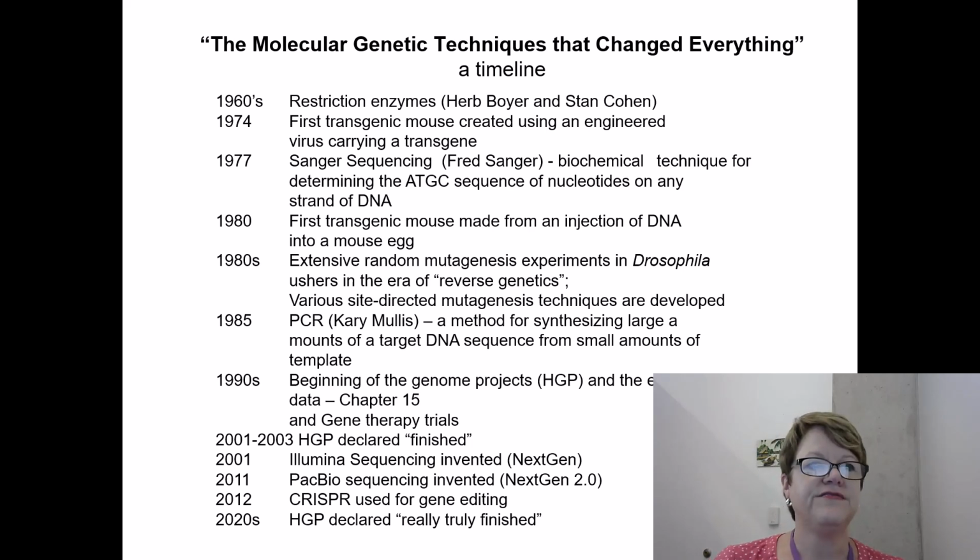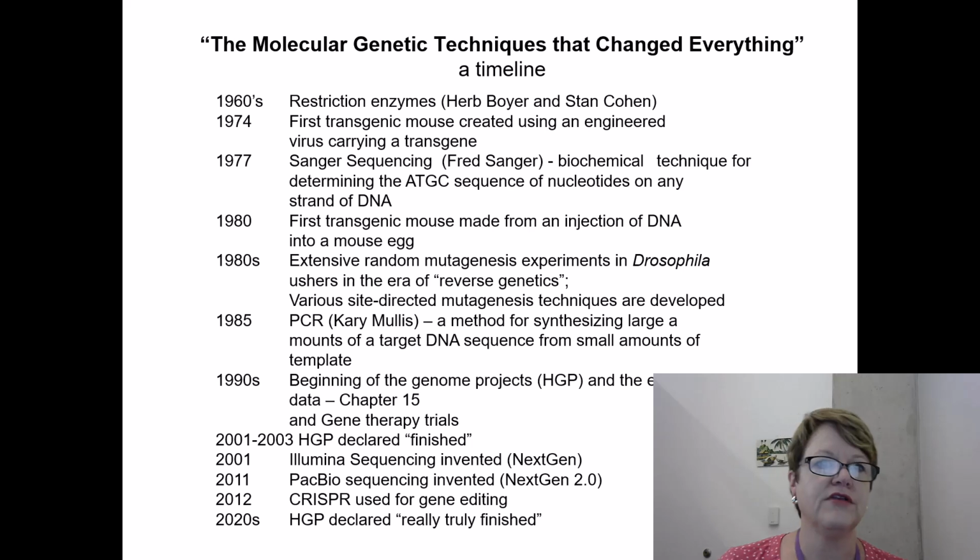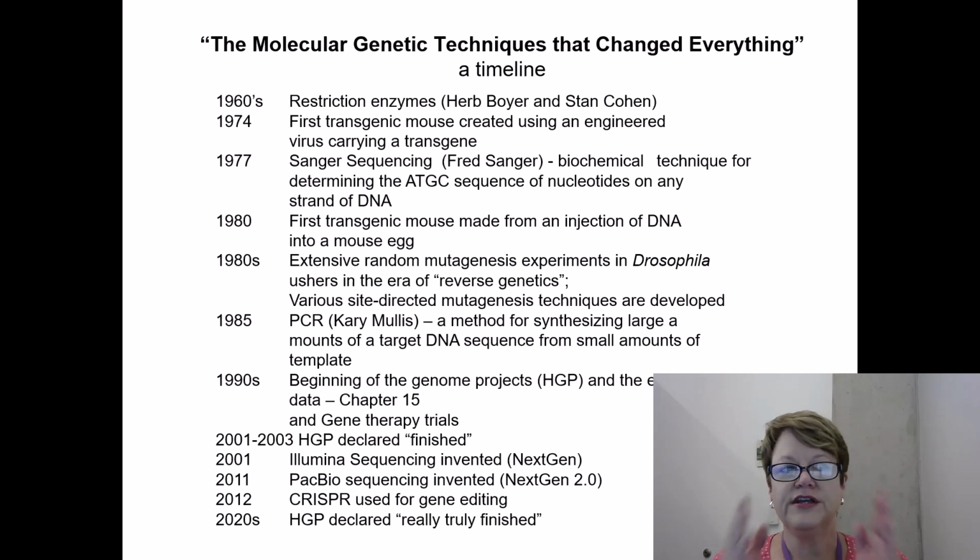In 1985, Kary Mullis invented something called PCR, the polymerase chain reaction. It's a method for synthesizing large amounts of a target DNA sequence from small amounts of a template. It's like DNA replication, but instead of copying the whole genome, you're just copying one target sequence and you're copying it millions and millions of times. So you can make a large amount of a target DNA sequence from small amounts of template.